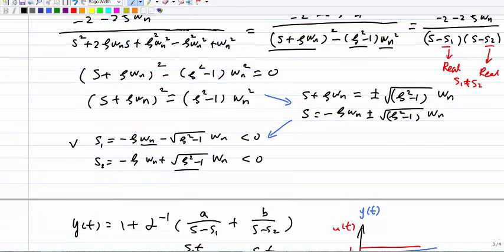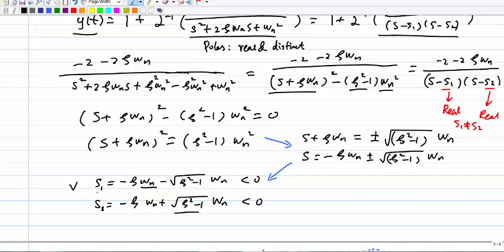I don't want to go into detail about how to compute that. S1 is negative theta Wn minus the square root of theta squared minus 1 times Wn, and S2 is negative theta Wn plus the square root of theta squared minus 1 times Wn. Those are all negative, and also S1 is not equal to S2. If you look at the values, this part is equal, but with plus and minus something, they're definitely different. So S1 is not equal to S2.